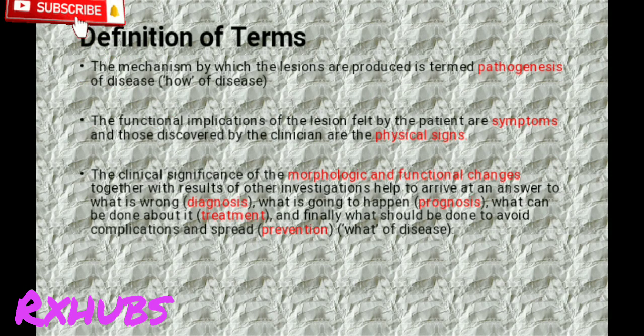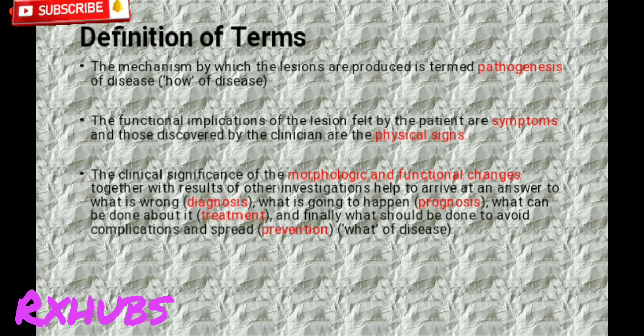Also, the mechanism by which lesions are produced is termed what? The pathogenesis of disease. When we talk about pathogenesis, it has to do with the mechanism by which a lesion is produced, while the functional implications of a lesion felt by the patient are symptoms, and those discovered by a clinician are the physical signs.